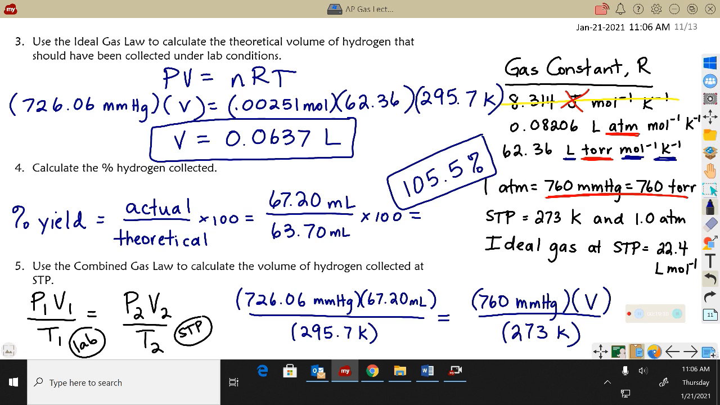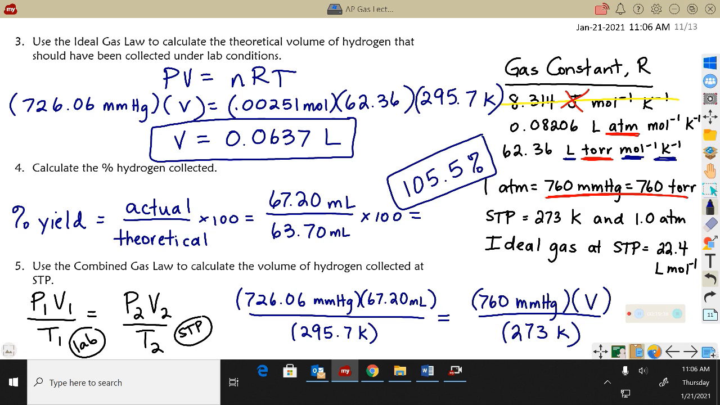Now, without plugging this in, both of those would make me think that the new volume, if this reaction were run at standard temperature and pressure, would be a little bit less, right? Because standard pressure is a little bit higher, so higher pressure would make the volume smaller, and the temperature is a little lower, and that would also make my volume a little smaller.